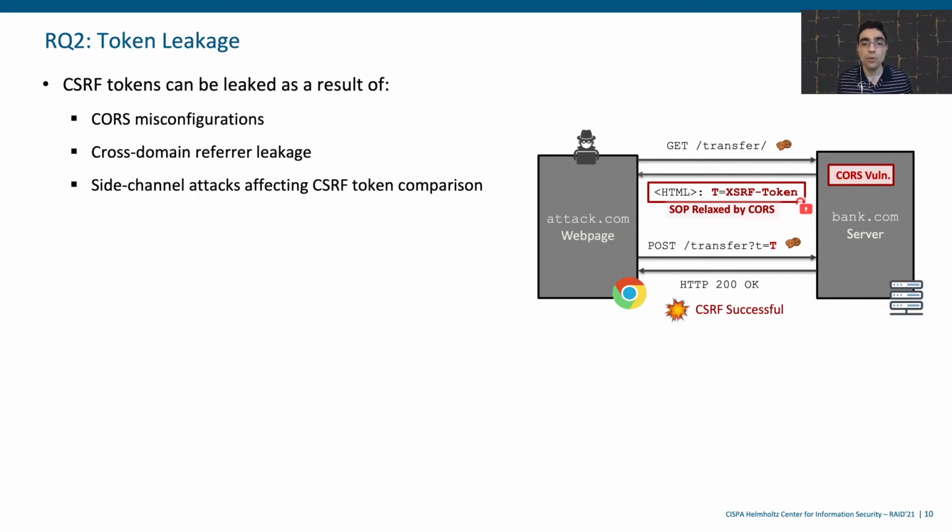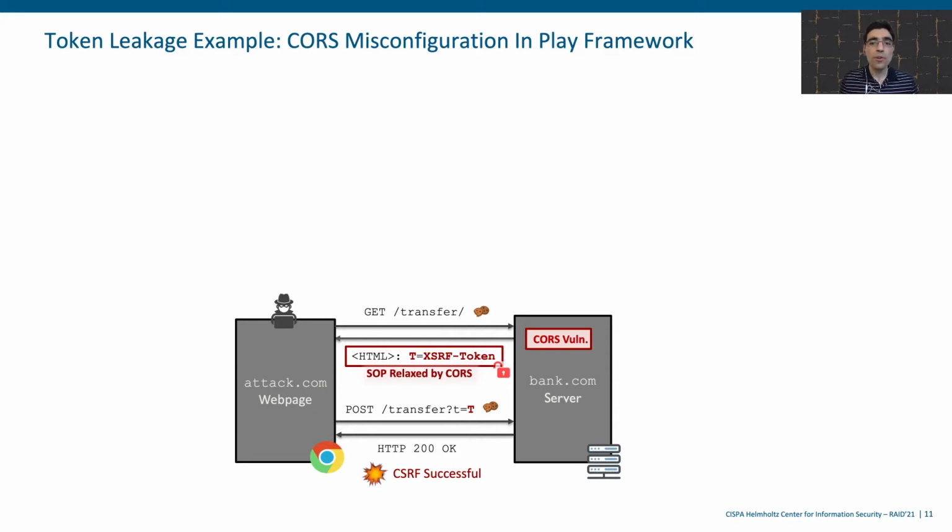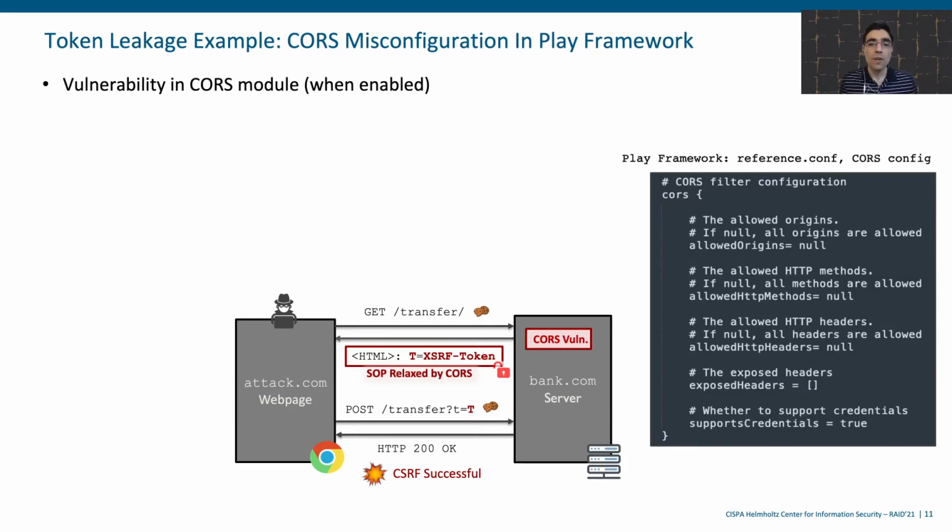Now, CORS misconfigurations are one way that tokens can be leaked, but there are others, such as cross-domain referrer leakage or side-channel attacks affecting the CSRF token comparison. And in our analysis, we identified instances of each of the 3 above-mentioned threats. In summary, during analysis, we identified a total of 37 token leakage vulnerabilities affecting 34 frameworks. So let me show you a real-world example of the token leakage vulnerability in the Play framework. The vulnerability affects the CORS module of Play when it is enabled.